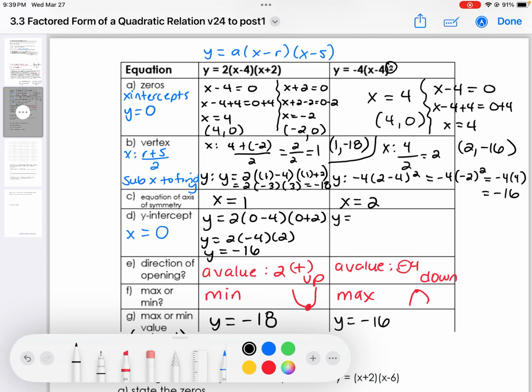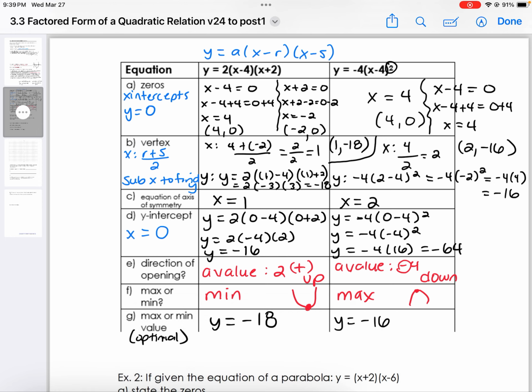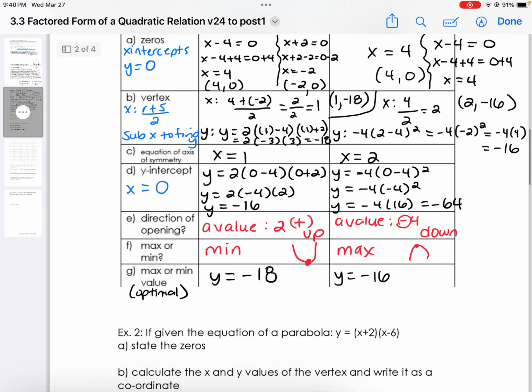And then when you sub in x equals 0, you just have to be careful about the squaring. So again, -4 squared is +16. 16 times -4 is -64. So that is part of the reason this question does not have a graph associated with it. -64 is a serious grid.